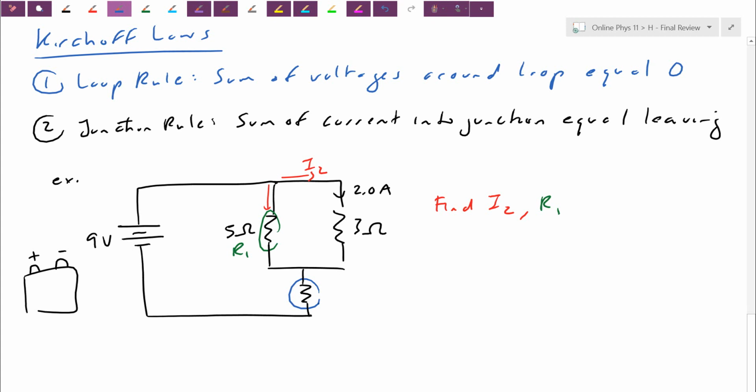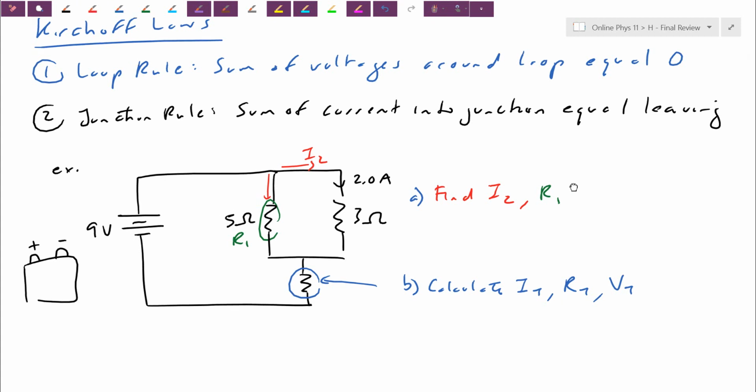Maybe as a second step, let's say that's part A. Part B, I want you to calculate the current going through there. You can call it a total current, I3 if you like. I3, what's the total resistance for that circuit, and what is the voltage for that circuit. Right. And I encourage you just to pause the video and see how we do. You can check your work with me.